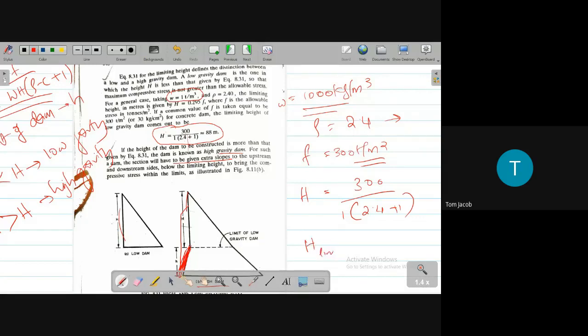So that is the usual limiting height, H limit, approximately equal to 88 meters. This may vary sometimes according to the materials used, but the usual value is 88 meters. When the height is less than 88 meters, it is a low gravity dam, and when the height is greater than 88 meters, it is known as a high gravity dam. For a high gravity dam, we try to decrease the compressive stresses by providing extra projections on the upstream side, like here.